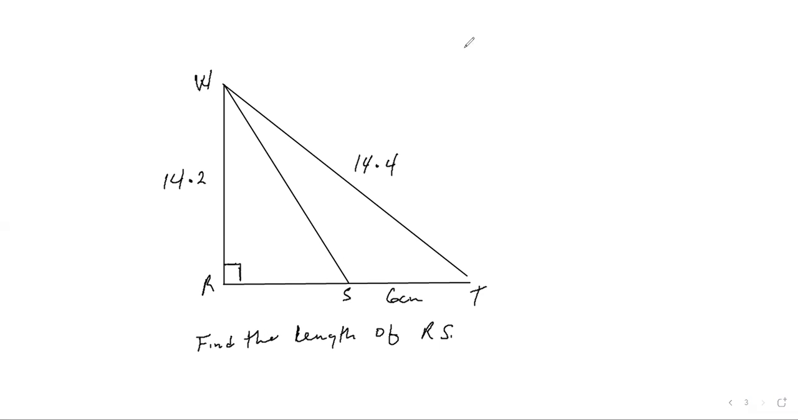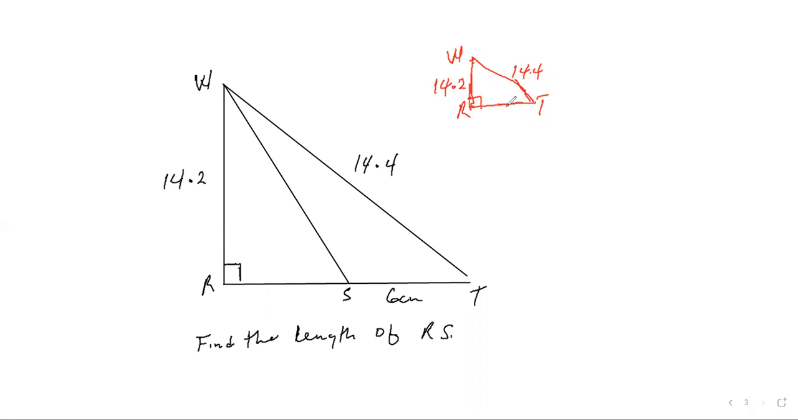So we are going to use the big triangle itself to find RT. If this is the triangle, this one is W, R and T. Now this is 14.2, right? This side here is 14.4. I want to find RT. So how do we find RT now?